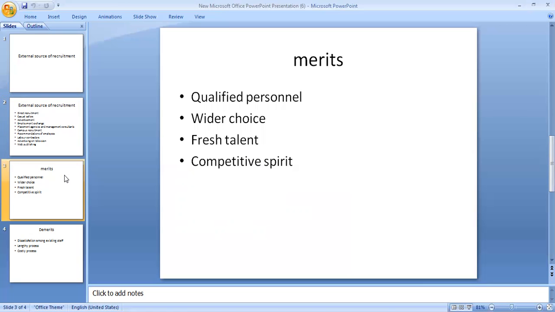Fresh talent. You're bringing someone into the organization who is new and who is going to be competitive to your old employees. So this is also one of the good advantages of external source of recruitment. Competitive spirit. When a new employee gets into the organization, definitely it gives a challenging spirit to all the employees. They compete with each and every one, and management enjoys this. Why? Because when that competitive spirit is created among all the employees, definitely productivity will increase.